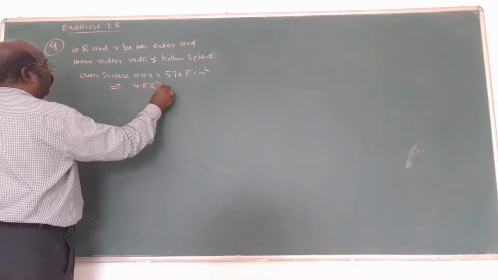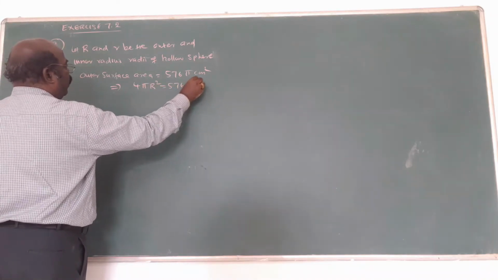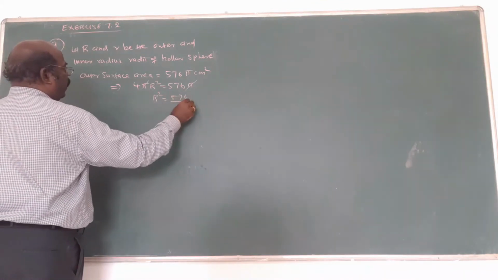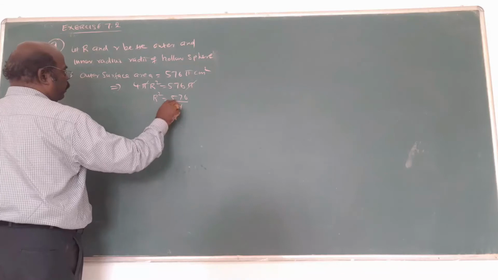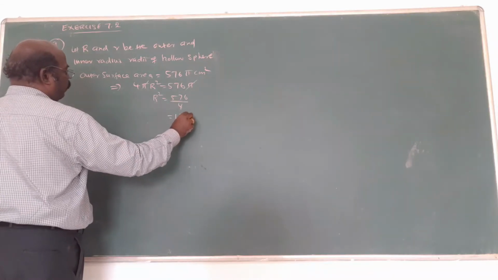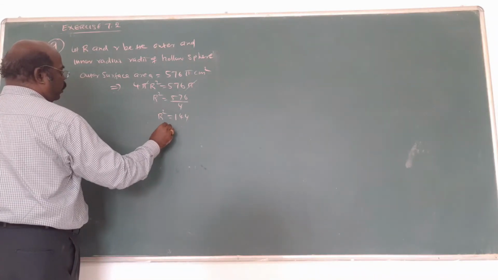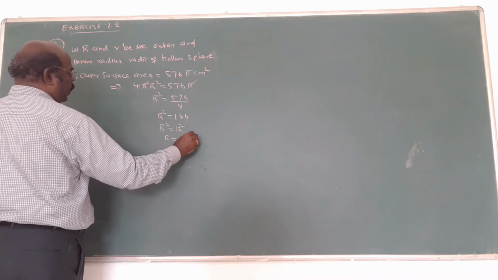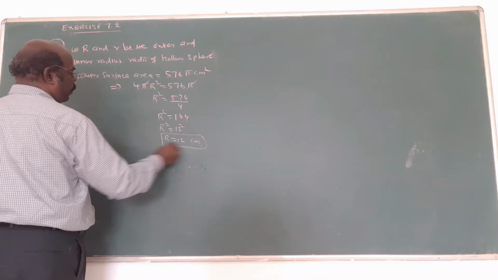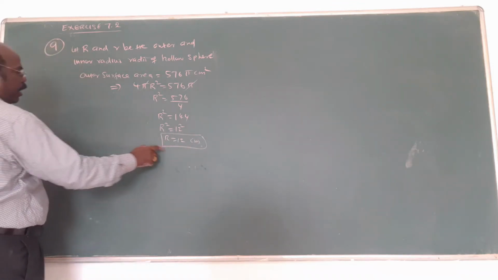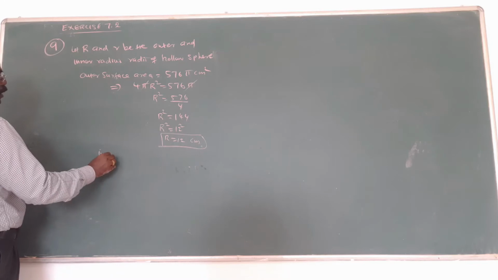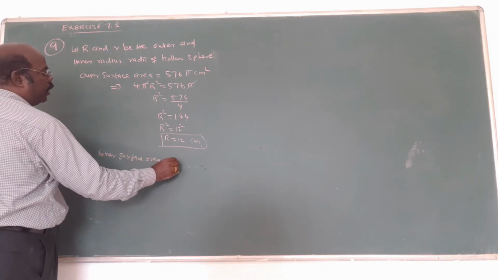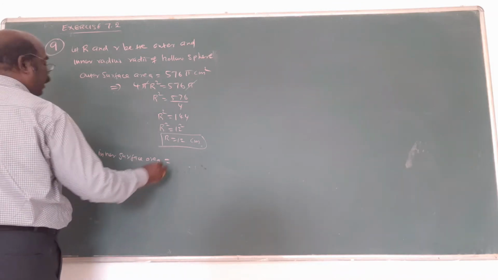4 pi R square equal to 576 pi, pi cancels. R square equal to 576 by 4. How many times? 4 times, again 4 times. 144, R square equal to 12 square. Correct? R equal to 12. This is capital R. By using the outer area we get capital R. Now the inner surface area is given.